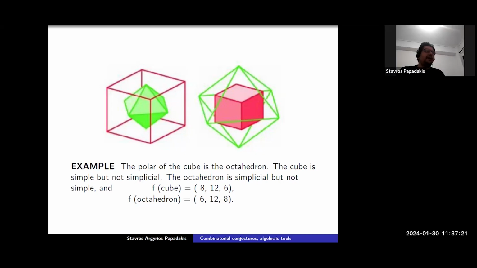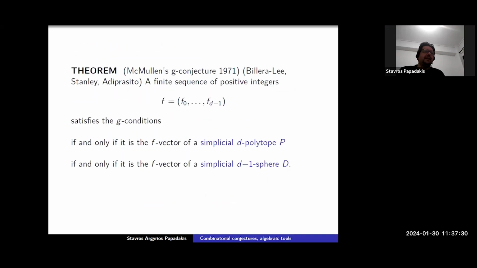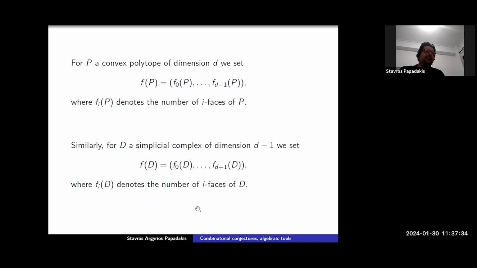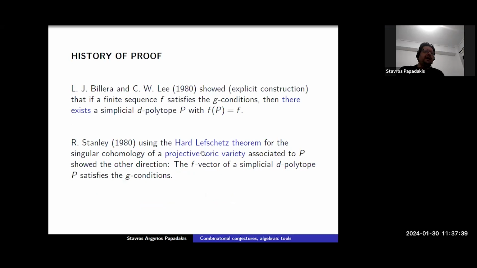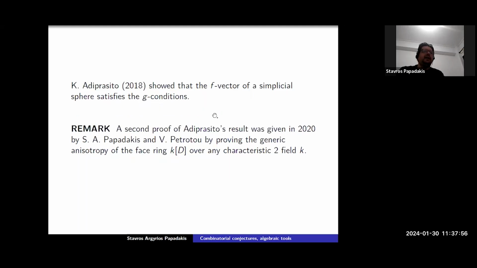So now we will describe the Lefschetz properties. Let me go a little back. As was already mentioned, Stanley proved a Lefschetz property for simplicial polytopes, for a ring associated to P. It wasn't mentioned, but Adiprasito also deduced the g-conjecture from proving strong Lefschetz properties of face rings. And the second proof also proved generic anisotropy, and then this generic anisotropy implied the Lefschetz properties.